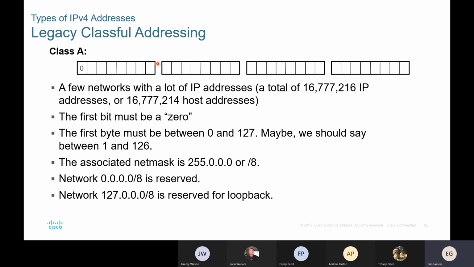So if I want to say the separation is done here, what will be the network mask? How many ones does it have to have? 8 ones. Because if it has 8 ones, it says that the first 8 bits belong to the network part, and the last 24 bits belong to the host part.